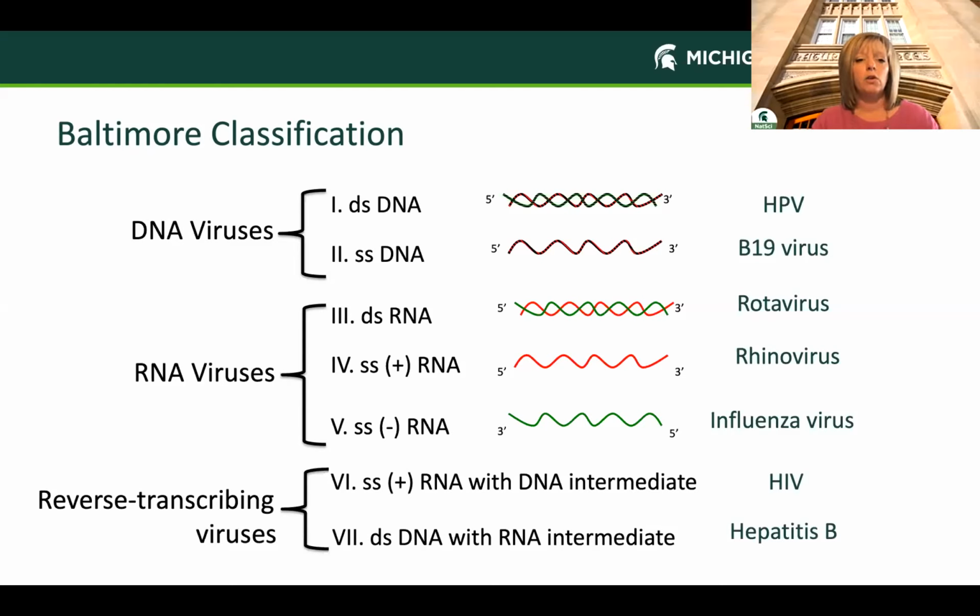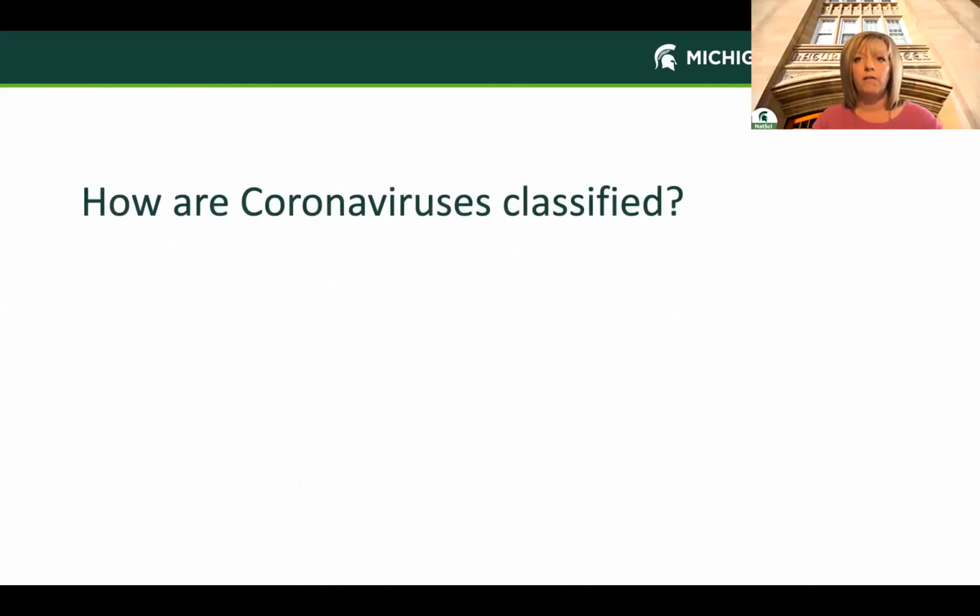The third group in the Baltimore Classification are reverse transcribing viruses. And these are viruses that contain the reverse transcriptase enzyme, which can synthesize DNA from an RNA template. And so HIV is the most well-known retrovirus that falls into this group, and also hepatitis B has this kind of intermediate. So how do coronaviruses fit into this classification?